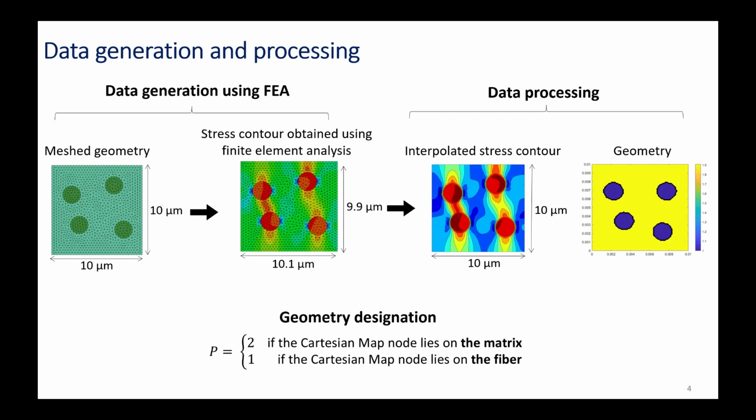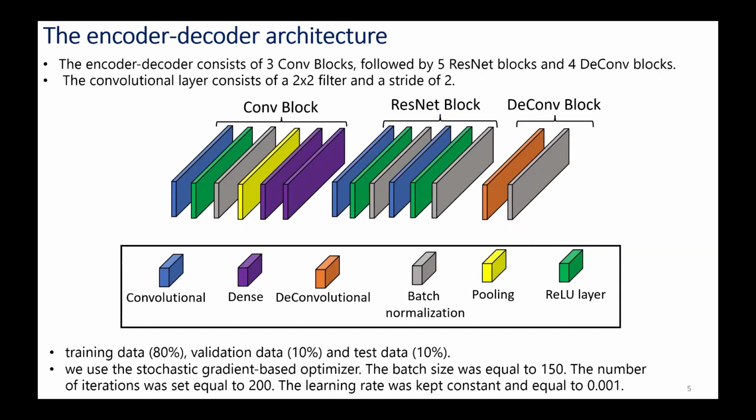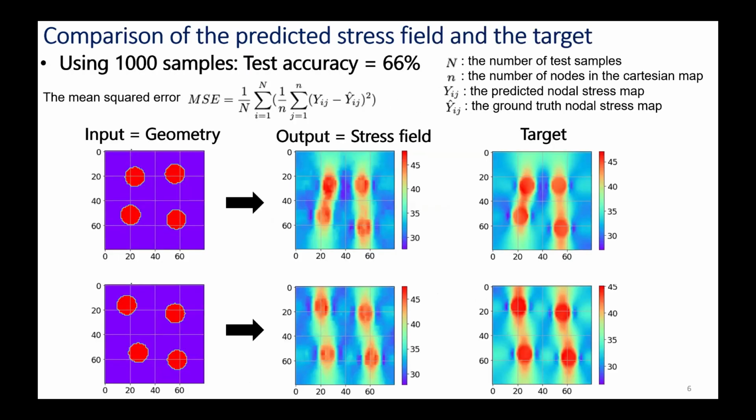So here is the architecture of the encoder-decoder structure that we used. It consists of 3 convolutional blocks followed by 5 ResNet blocks and 4 deconvolutional blocks. The components of each one of these blocks is described in this slide. We split then the dataset into 80% for the training data, 10% for the validation data, and 10% for the test data. Next slide shows the predicted stress field that we obtained using 1,000 samples.